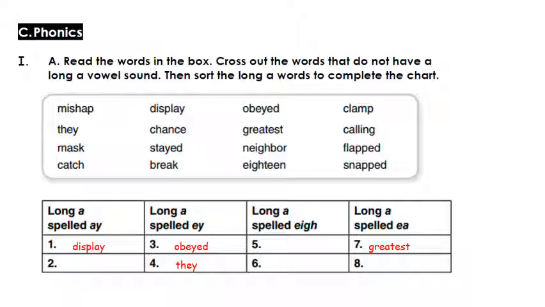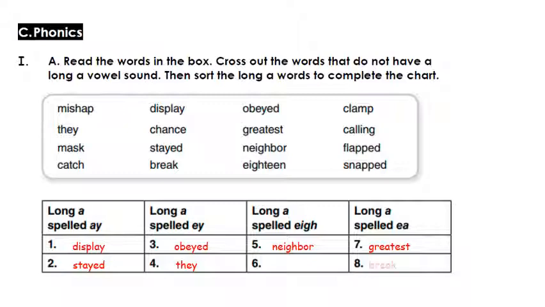Greatest, A, here the A sound is in the middle, so it's spelled as EA. Stayed has long A sound, but it's spelled as AY. Neighbor has a long A sound, it has EIGH.